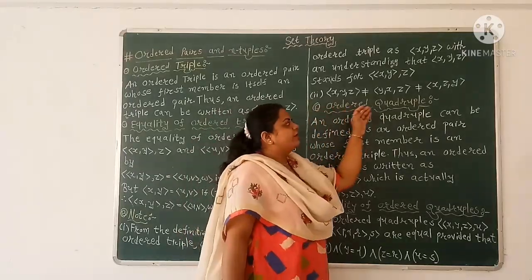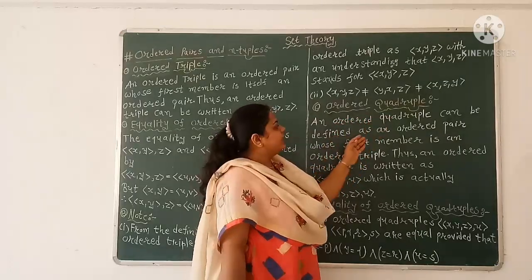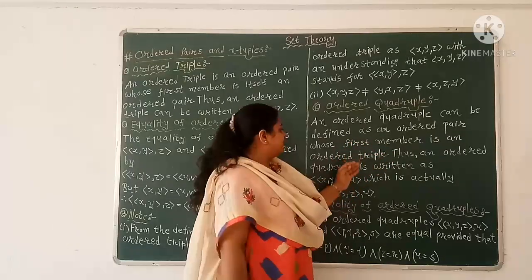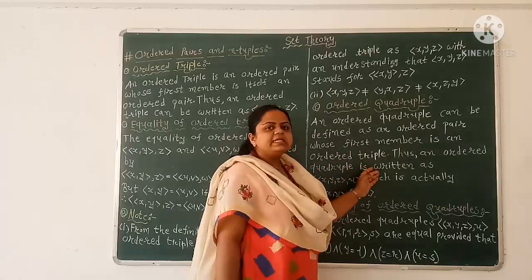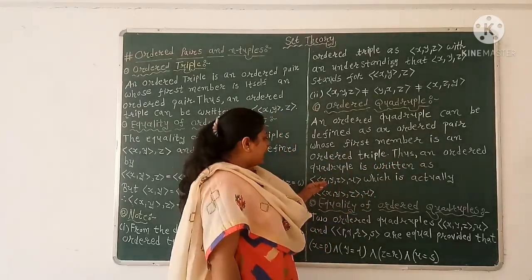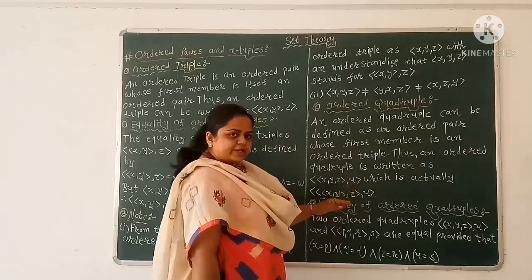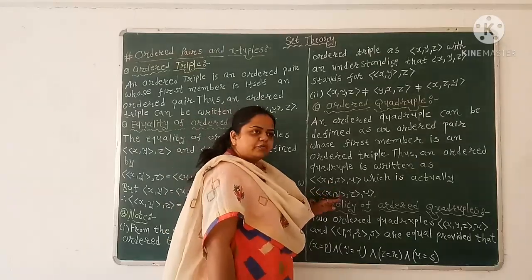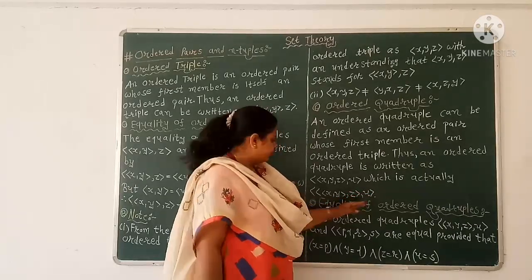Now, ordered quadruple. An ordered quadruple can be defined as an ordered pair whose first member is an ordered triple. Thus, an ordered quadruple is written as ((x, y, z), u), which is actually (x, y, z, u).